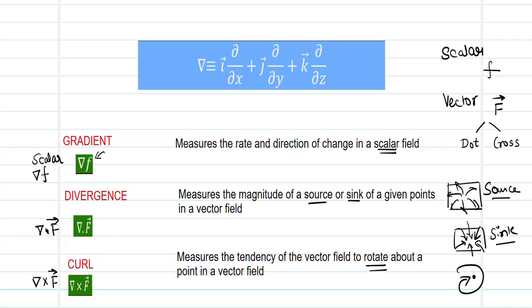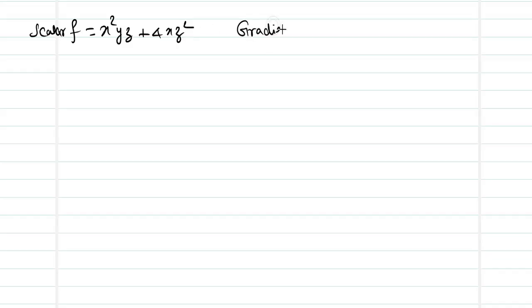Now we will quickly try applying these three quantities to a problem. Okay, so let me take a scalar. Let my scalar be f equal to x square yz plus 4xz square. Let me measure the gradient of the scalar f. How do you define it? You define it by the name grad f, and this is nothing but del f. So what is del f?